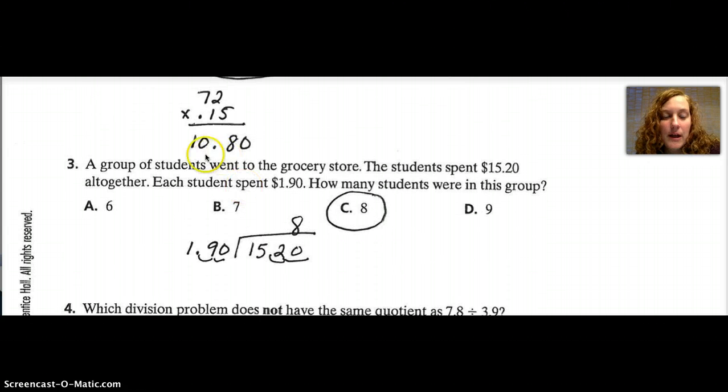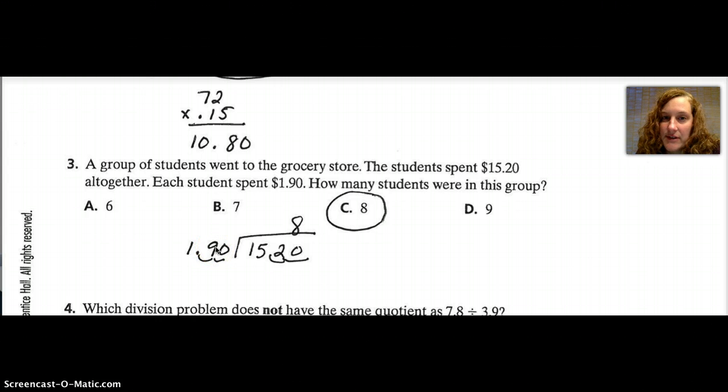Number 3. A group of students went to the grocery store. The students spent $15.20 altogether. Each student spent $1.90. How many students were in the group? So this is a decimal division problem. You spent $15.20. Each student was $1.90, so how many students must that be? So you have to divide $15.20 by $1.90.